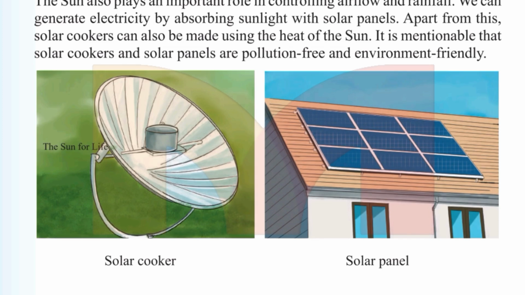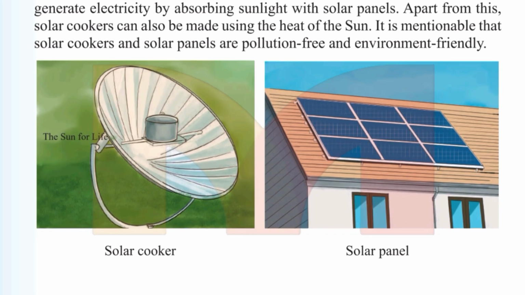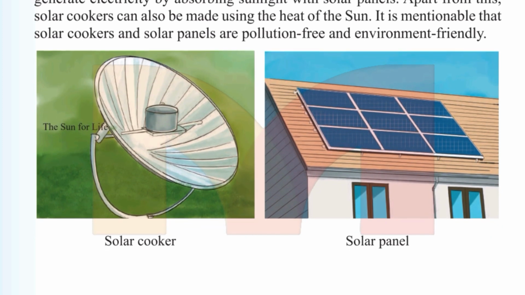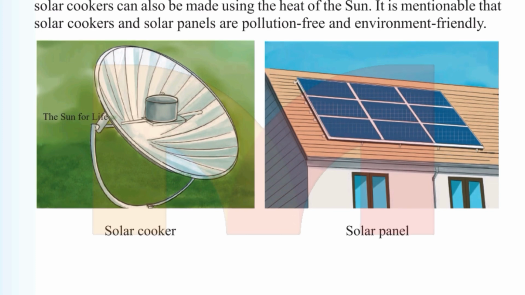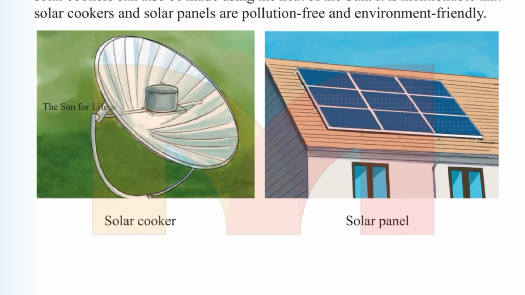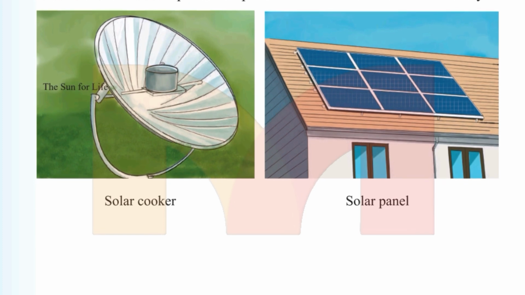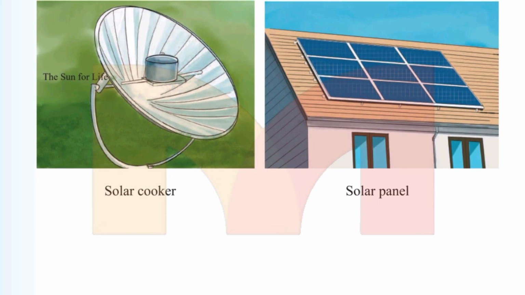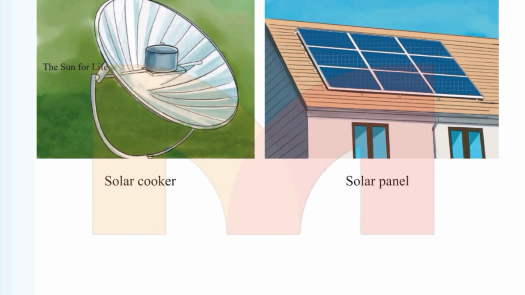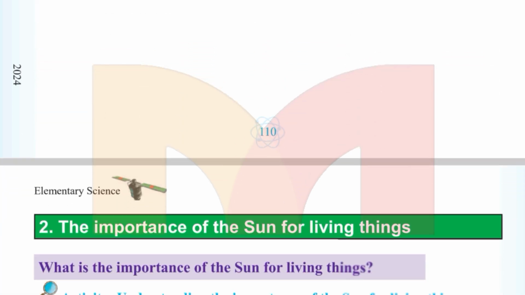We can generate electricity by absorbing sunlight with solar panels. Apart from these, solar cookers can also be made using the heat of the sun. It is mentionable that solar cookers and solar panels are pollution-free and environment-friendly. Images of solar cooker and solar panel. Going to the next page.